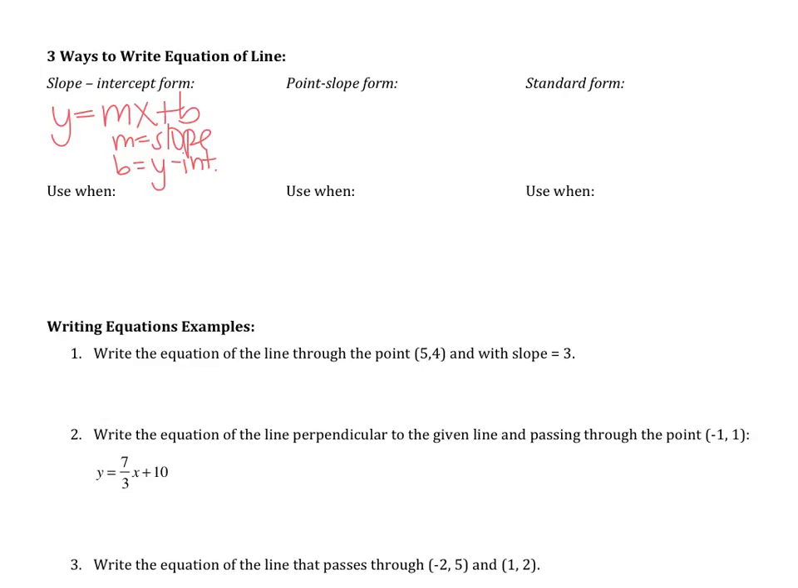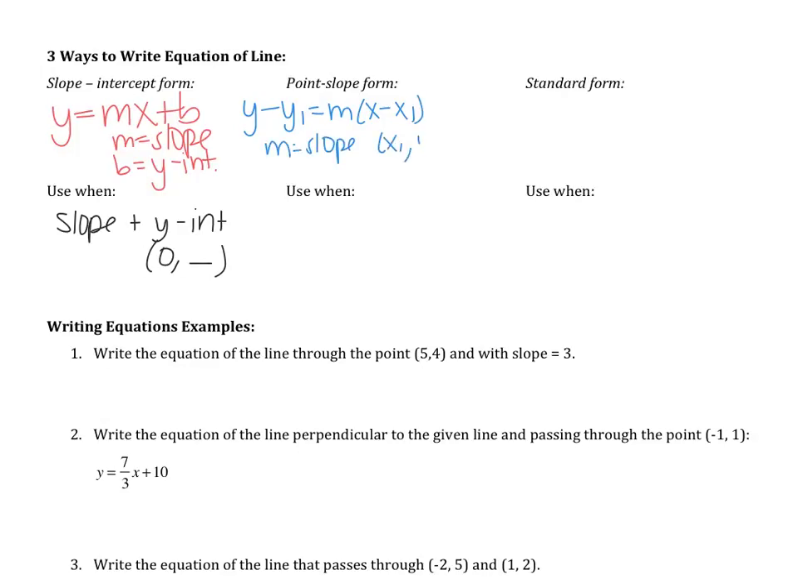This is a form that most students learn, but it's not very useful. The only time that you use it is when you have the slope and the y-intercept. Remember, the y-intercept is going to be (0, some other number). It's the only time that you use slope-intercept form. The form that is way more useful is point-slope form. So this is the one that goes y minus y1 equals m(x minus x1). So m is still the slope. (x1, y1) is some point on the line.